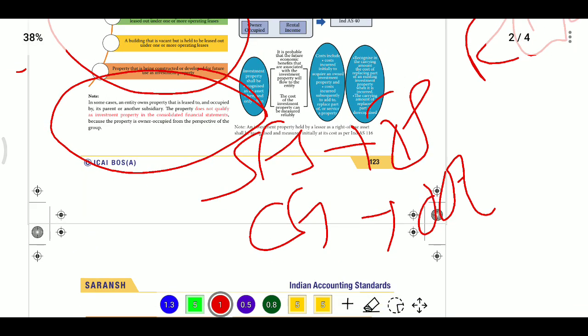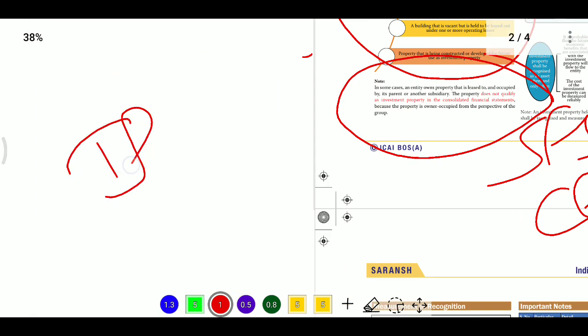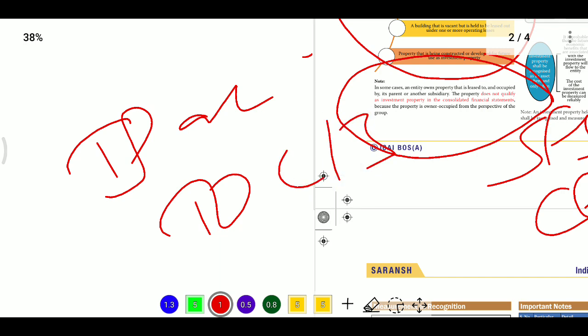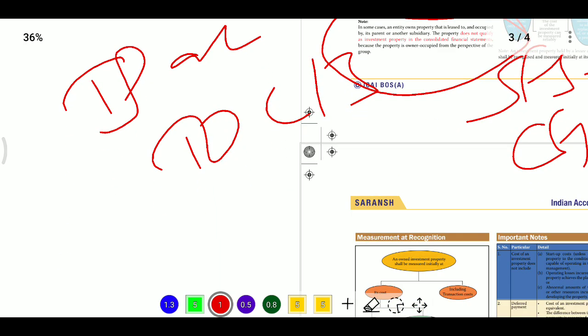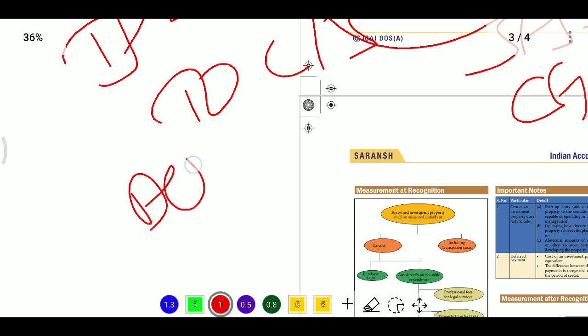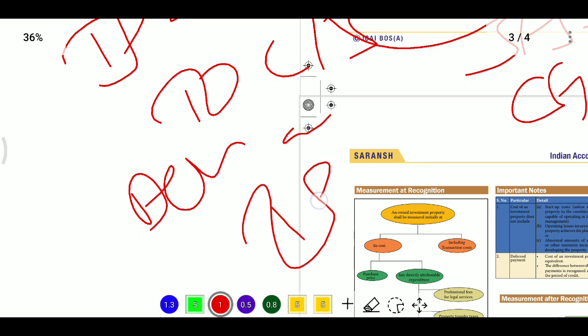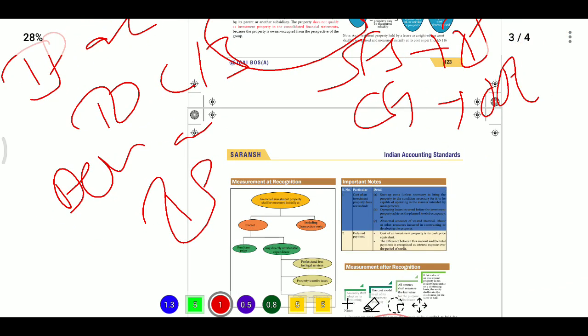Now how can we recognize it? Same as in Ind AS 16. Simply, investment property account debit to cash or bank because it is our asset, and depreciation will be depreciation account debit to investment property. And whatever components we need to include, the purchase price and the directly attributable cost, we need to add all those items.